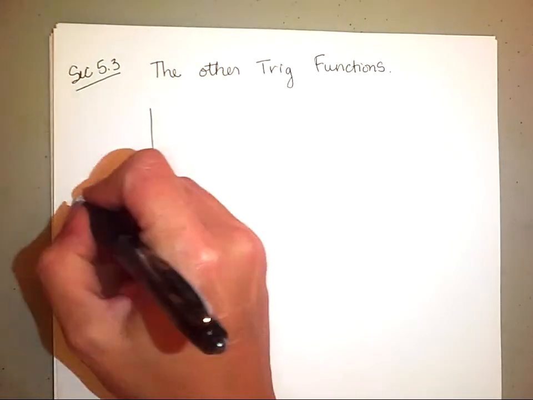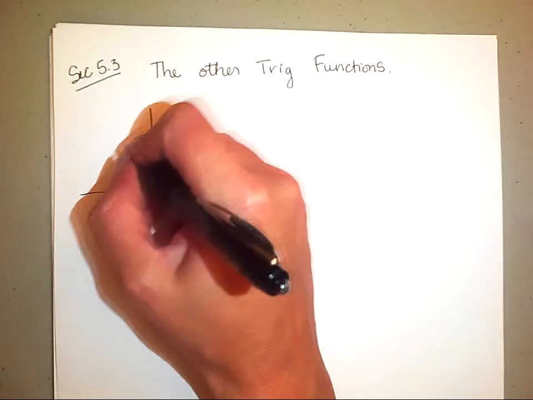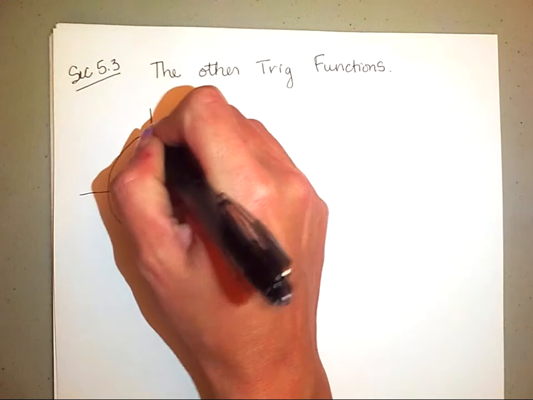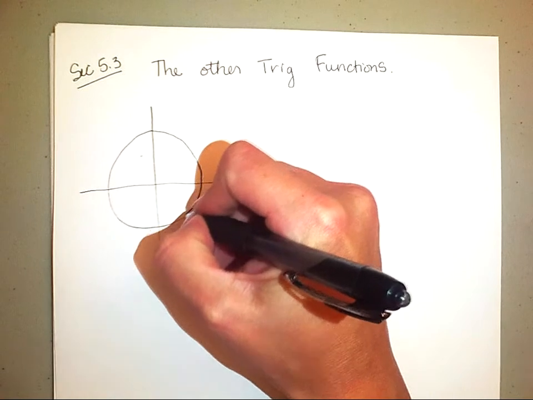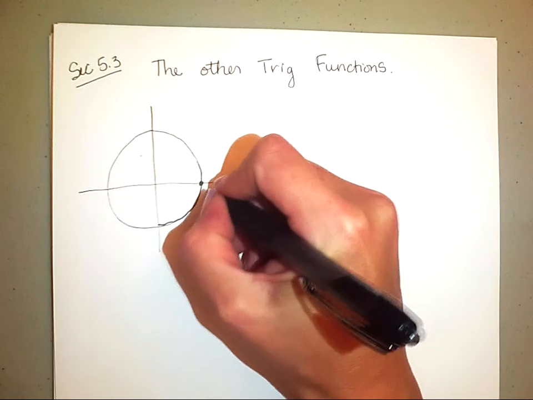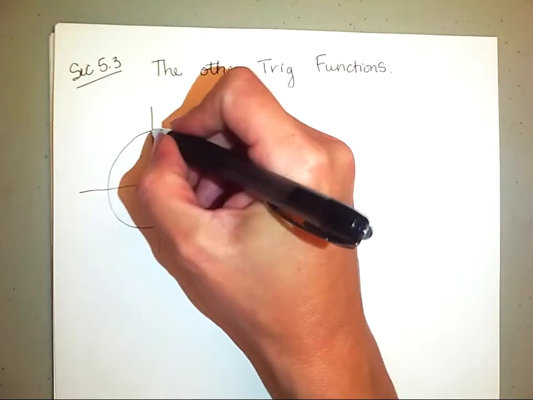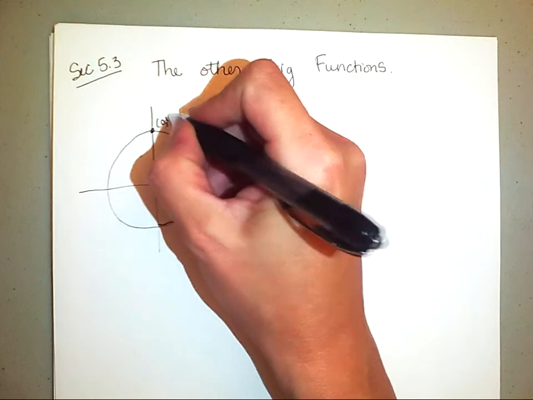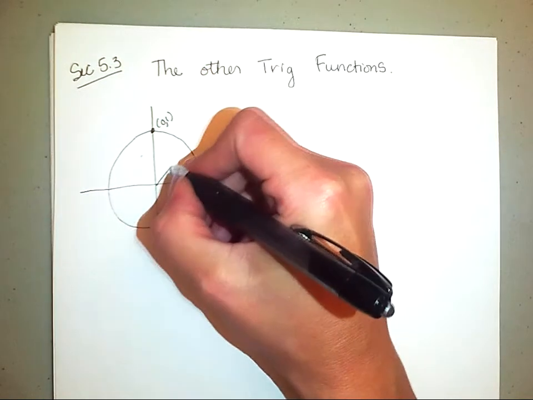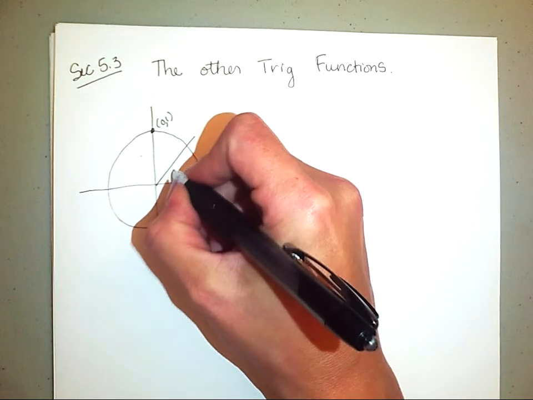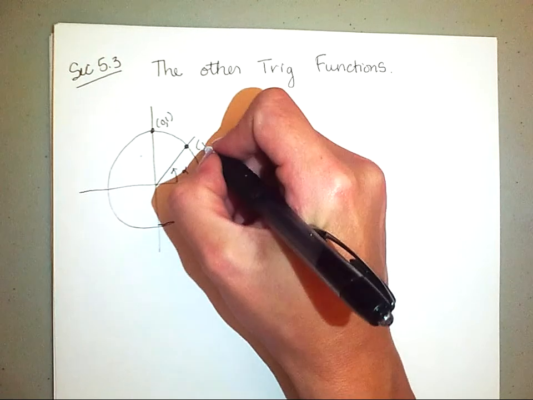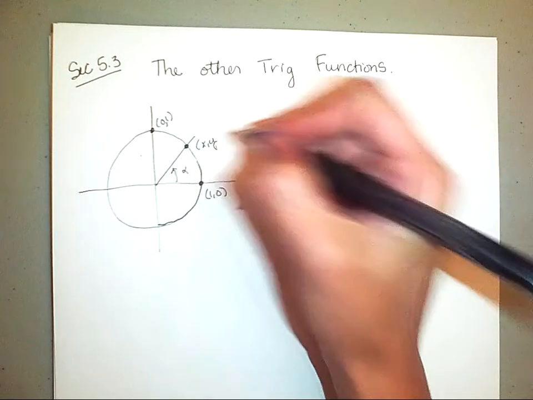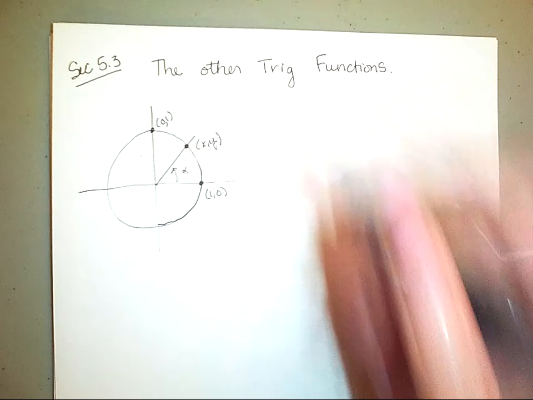Okay? If we have a unit circle, then this point would be (1, 0). This would be the point (0, 1). And for any angle that we cut off, we'll call it alpha, it will intersect the circle at the point (x, y).